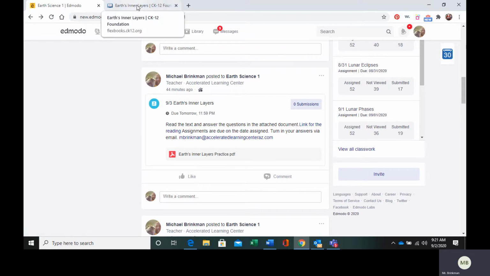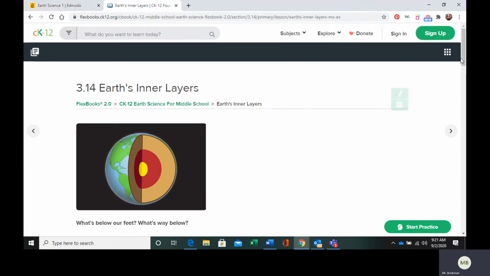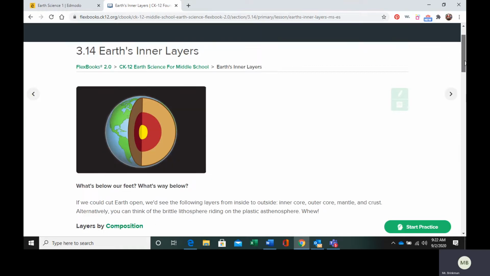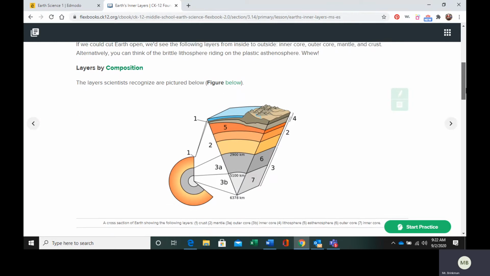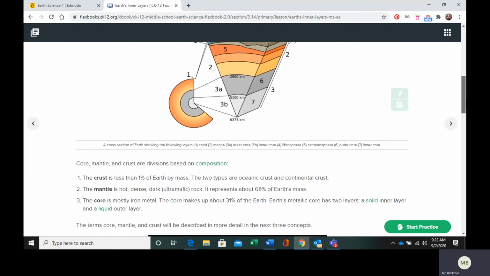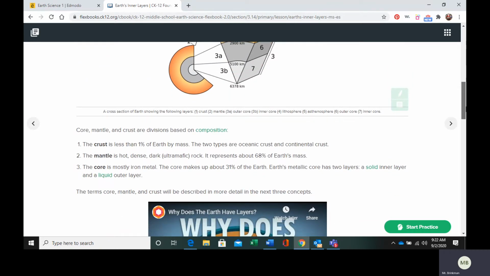So let's take a look at the inner layers of the Earth. Layers by composition. The major divisions are called the core, mantle, and the crust. And then we have a few more divisions that we'll go into in the future. The crust is less than 1% of the Earth by mass.